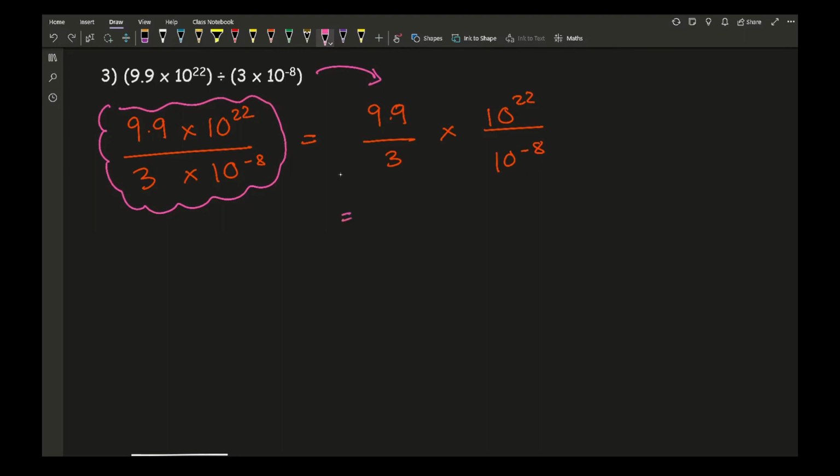So the next thing we've got to do is do 9.9 divided by 3, which is 3.3, times 10. And I've got to do 22 minus 8. So again, two minuses become a plus. So it's 22 plus 8. So again, I end up with a power of 30. And is this in standard form? Well, is that a number between 1 and 10? Yes. Is that a whole number? Yes. So my final answer, 3.3 times 10 to the power of 30.